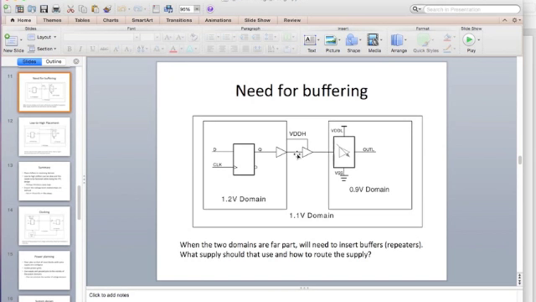So this is where the floor planning also comes in. If you had floor planned it such that you didn't need a repeater, you wouldn't have to deal with this problem. But sometimes you cannot get what you want, so you might end up with having these two very far apart, and you might need a repeater, in which case you have to deal with the power planning issue.